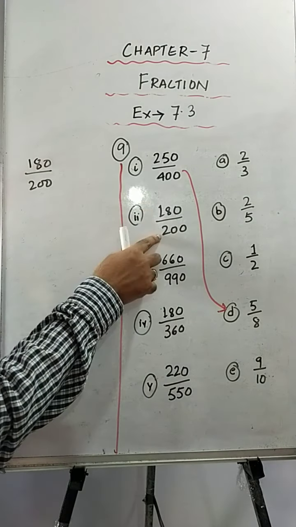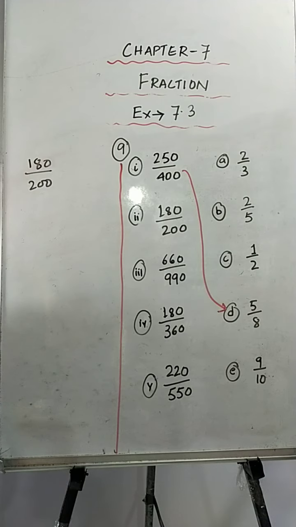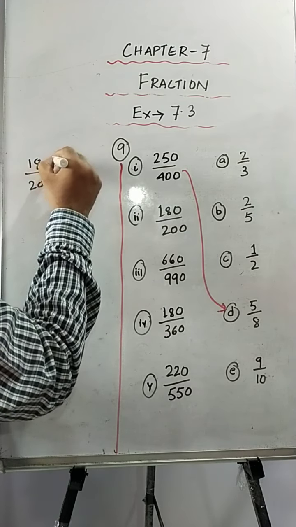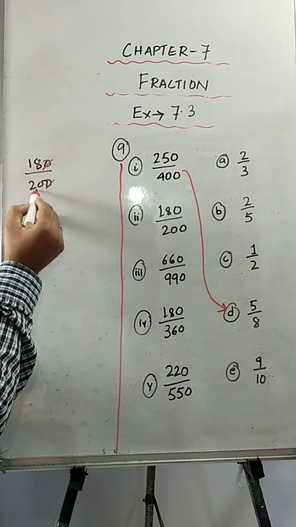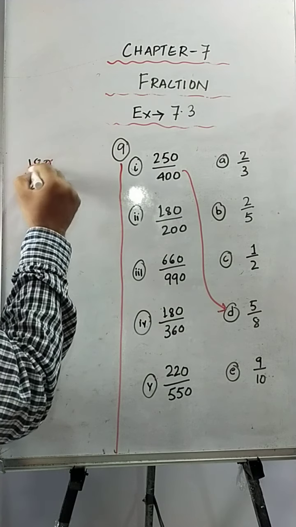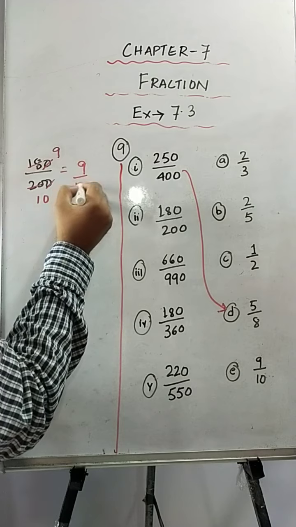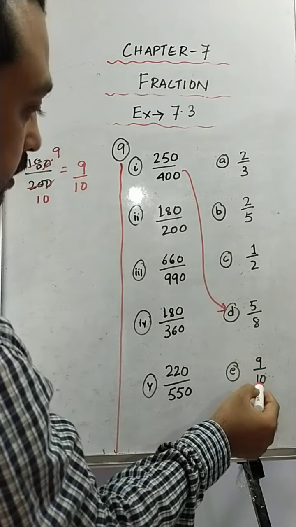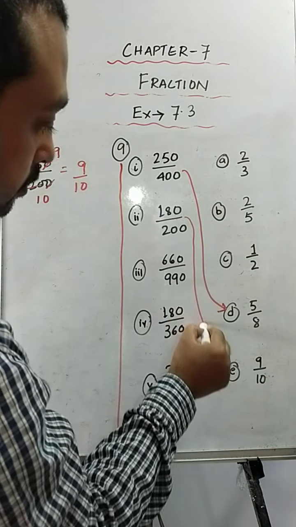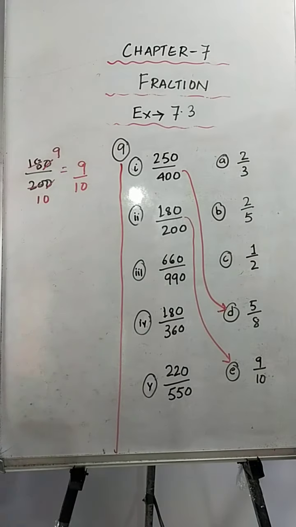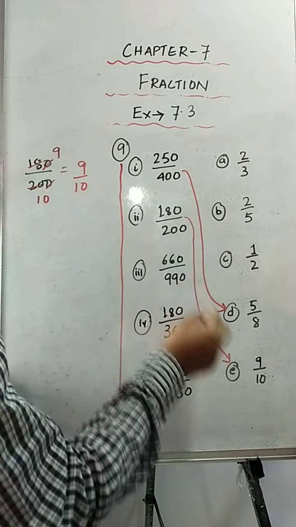Now 180 by 200. Okay, now let's reduce this. First of all, we reduce the 0. Then 18 and 20 can be reduced by 2. So 2 9s are 18, 2 10s are 20. So your required answer is 9 by 10. So where is 9 by 10? Here is 9 by 10. So this is your required option. Fine. So 180 by 200 means 9 by 10.